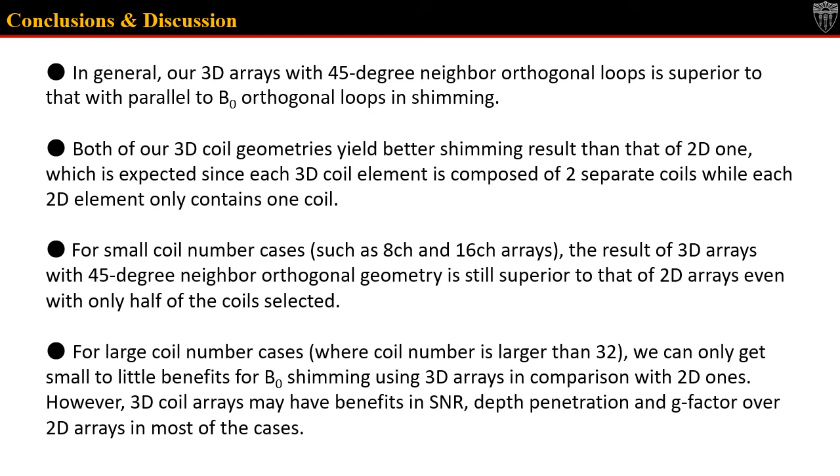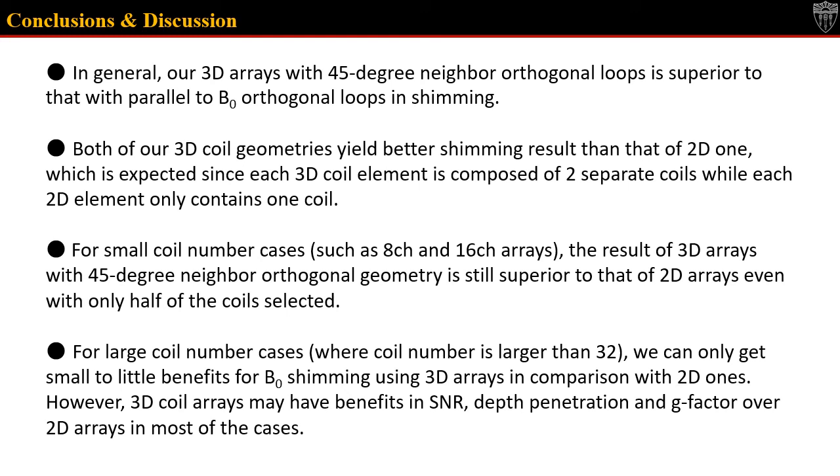Both of our 3D coil geometries yield better shimming results than the 2D one, which is expected since each 3D coil element is composed of two separate coils, while each 2D element only contains one coil. For small number cases, the result of 3D arrays with 45-degree neighbor orthogonal geometry is still superior to that of 2D arrays, even with only half of the coils selected.